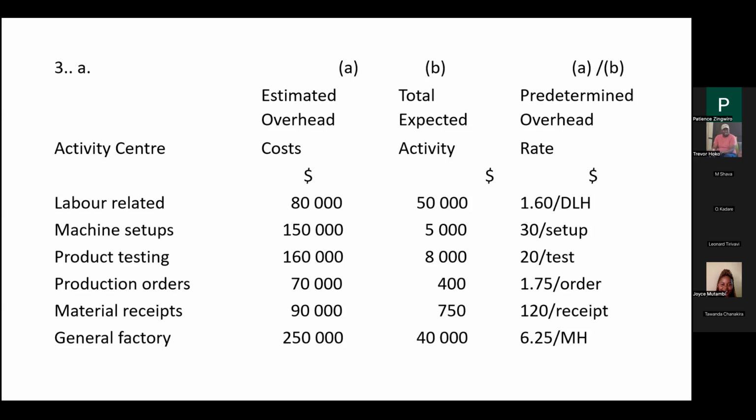So for the 6 centers or cost drivers, if we get those overhead rates, 80,000 divided by 50,000, you get $1.60 per direct labor hour. For 150,000, you divide by 5,000, you get 30,000 machine setups. For 160, you divide by 800, you get 20 tests. That is the overhead rate. For production orders, 70 divided by 400, you get $1.75 per order. Materials receipts, 90 divided by 750, you get 120. Receipts for general factory, 250 divided by 40,000, you get 6.25 per machine hour.